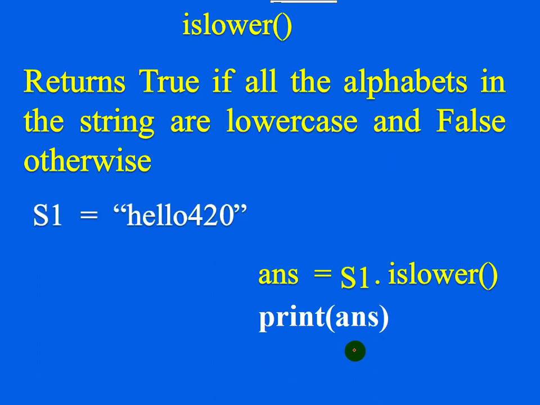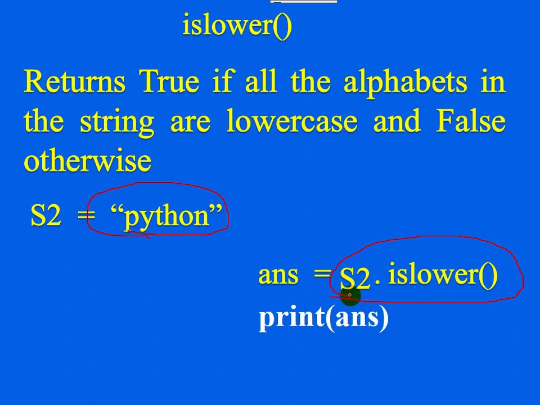Now s1 equal to hello 420. If I write s1 dot isLower, what answer does the function return? These are the alphabets present in the string. All the alphabets are lowercase, answer is true. Okay, again s2 equal to Python. s2 dot isLower, answer returned. These are the alphabets present in the string. They are all lowercase, so answer is true.